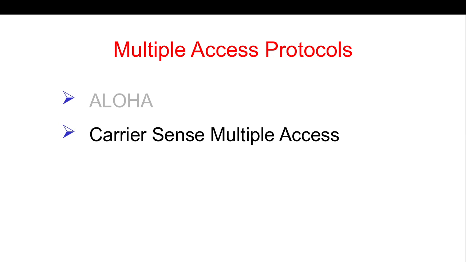Welcome to this video. In the previous video, we have seen the multiple access protocol Aloha and its versions, pure Aloha and slotted Aloha. We have seen there the throughput of pure Aloha was 1 upon 2e and that of slotted Aloha was 1 upon e, which was double that of pure Aloha.